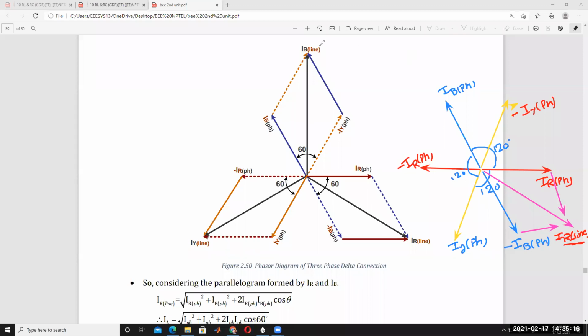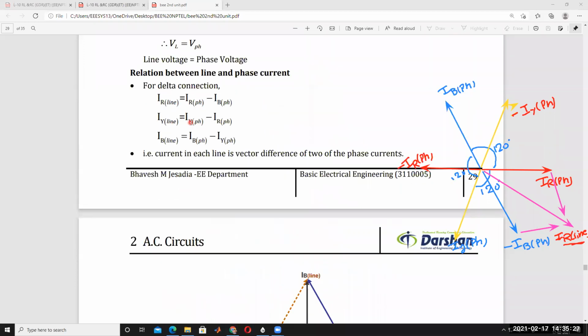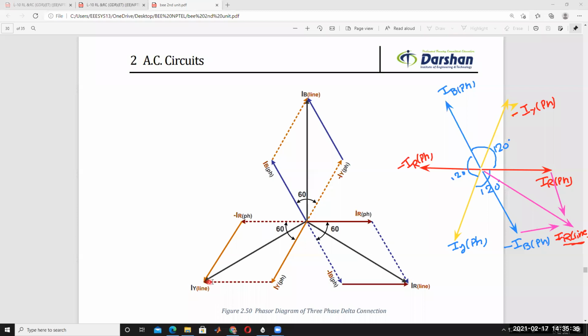Understood. So in this way the phasor diagram is represented. I have drawn only one, IR line. The remaining are the same thing. IY line is the addition of IY phase plus minus IR phase. So IY line is nothing but IY phase minus IR phase. The addition of these two phases is called IY line.